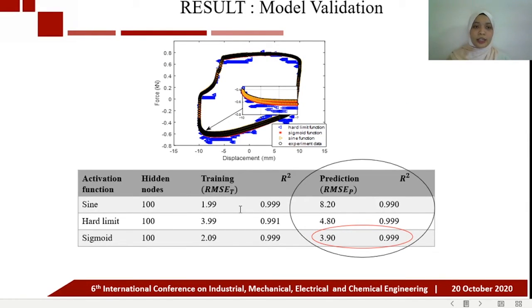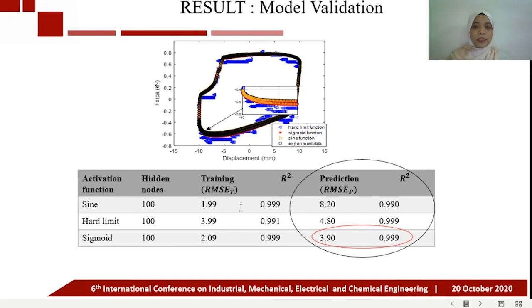Thus, the unlearned current, which is 0.35 ampere, has been used to test the model. The figure in the slide shows the hysteresis loop of the force and displacement relationship of the MR damper. All of the results have been plotted together with the experiment to observe the performance of the model. As the result, the hard limit activation function shows the worst performance among the others, while the sine and sigmoid functions fit well with the experiment data.